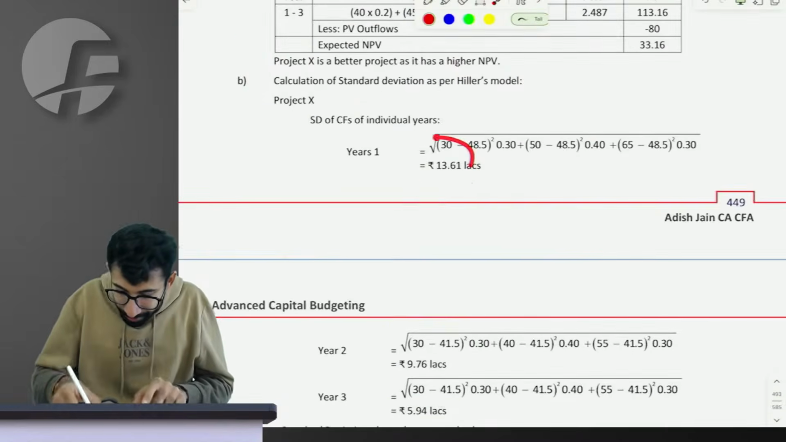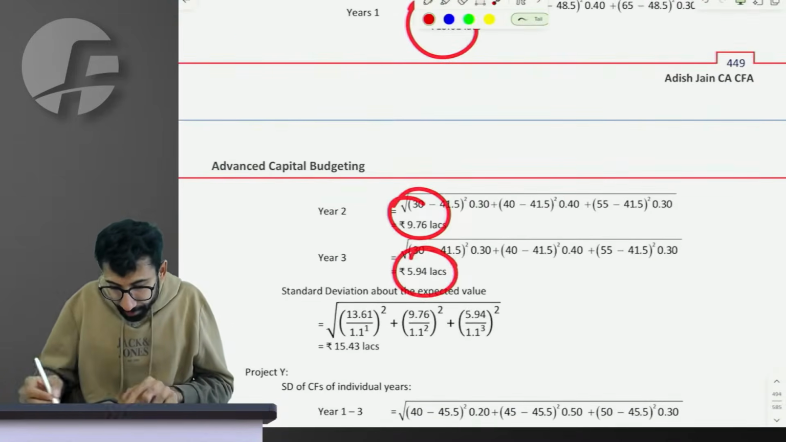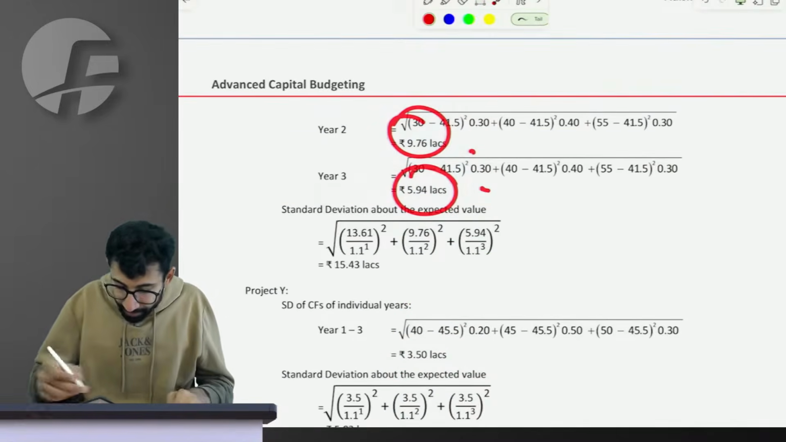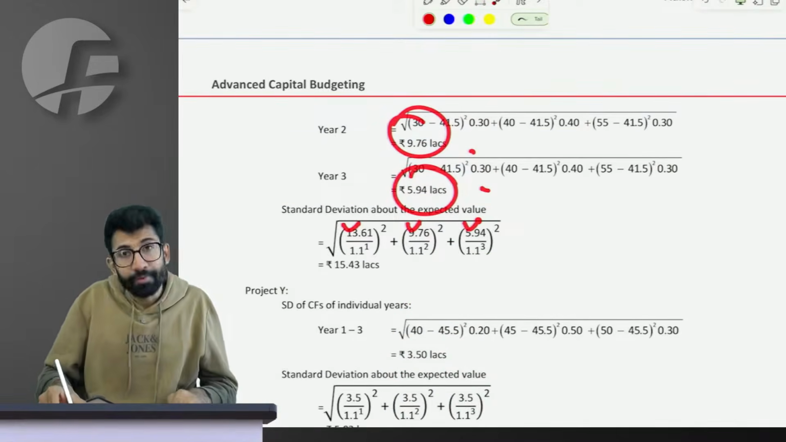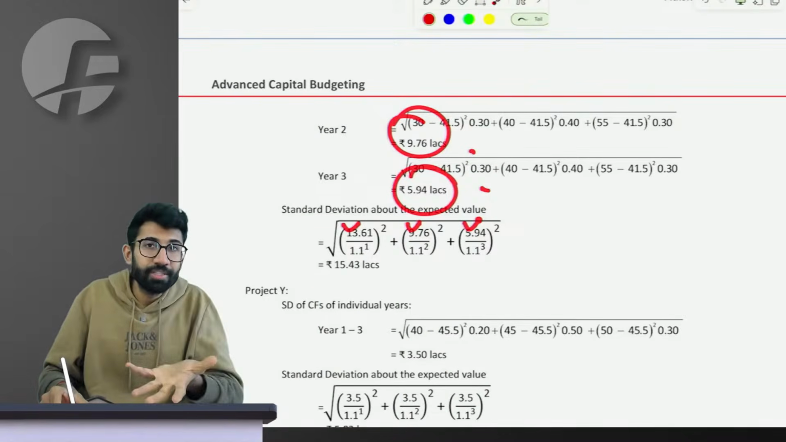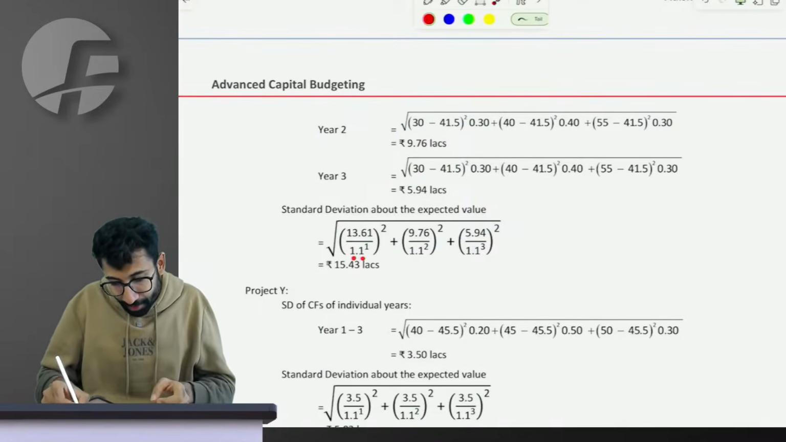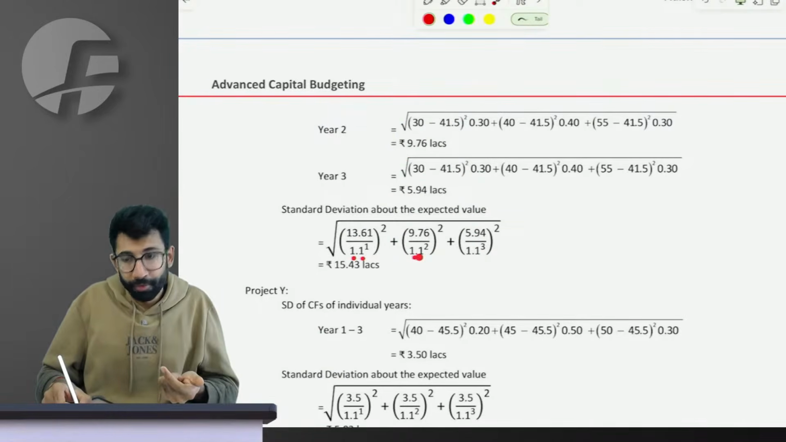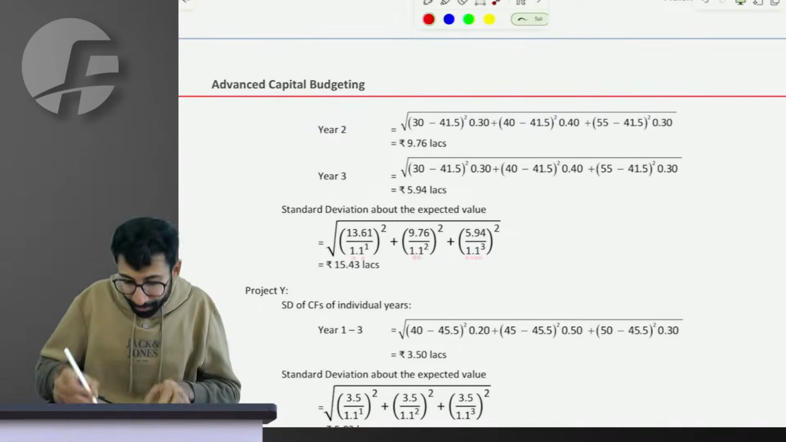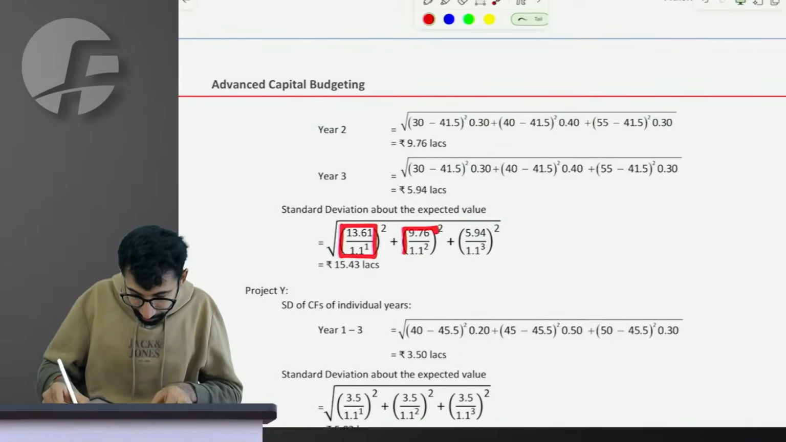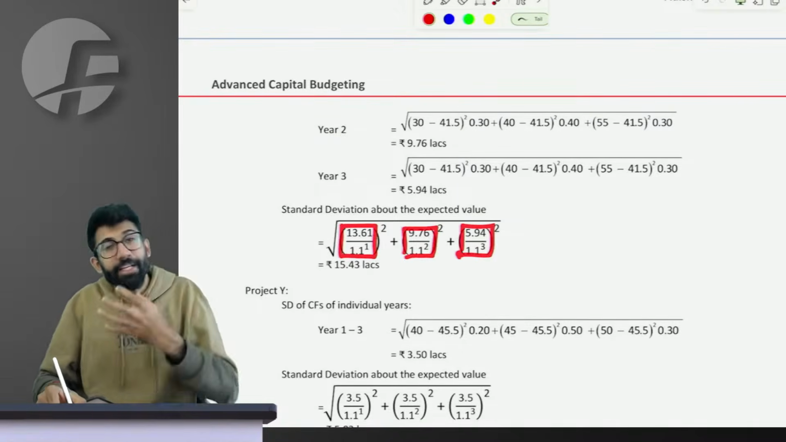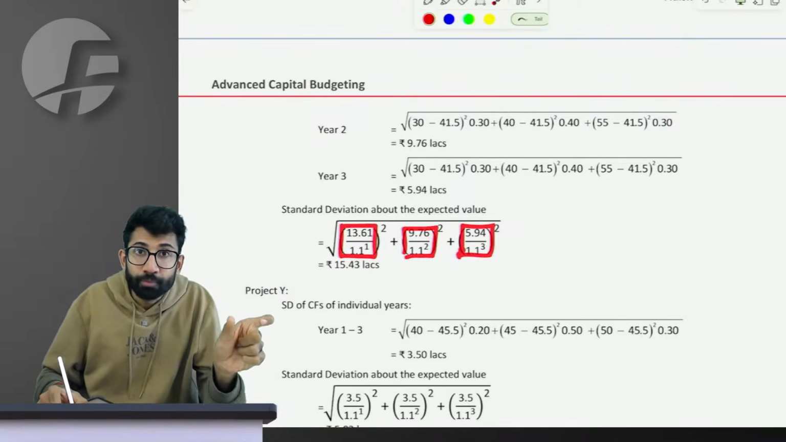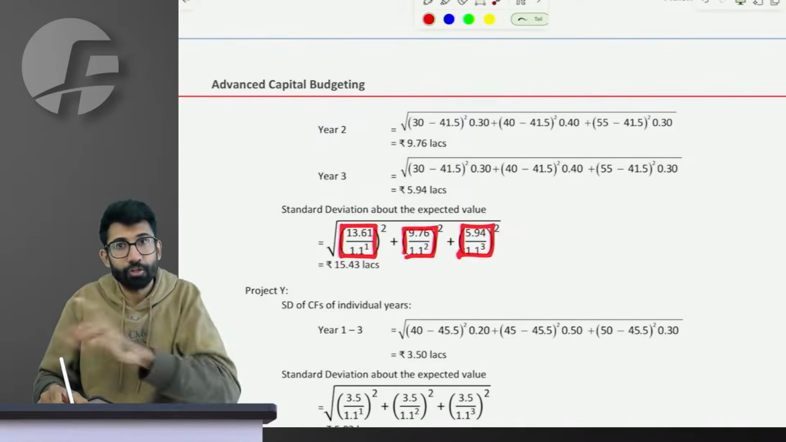So now we have the standard deviation of individual years, using which can we calculate the standard deviation of the NPV? Yes. These are going to be the standard deviation of individual years in the coming years. So how much is the SD at present value level? Divided by discounting rate to the power 1, divided by 1.1 to the power 2, divided by 1.1 to the power 3. So I have the present value of standard deviation. I need to add these present values of standard deviations to find the overall standard deviation of my NPV.